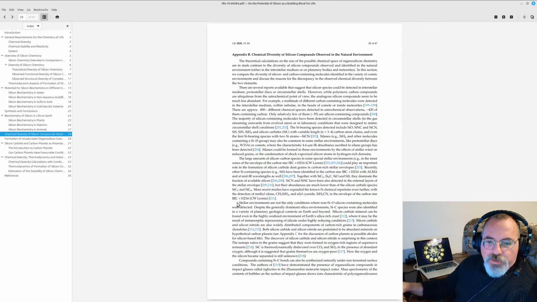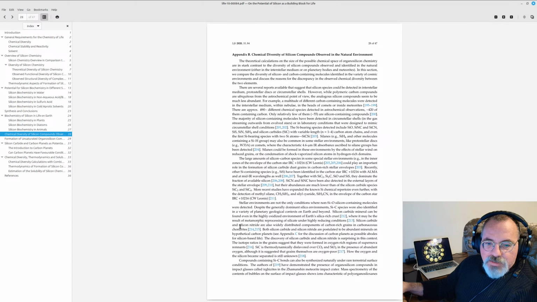Stellar environments are not the only conditions where non-silicon oxygen-containing molecules were detected. Despite the generally dominant silica environments, SiC species, that's silicon-carbon species, were also identified in a variety of planetary geological contexts, on Earth and beyond. Silicon carbide material can be found even in the highly oxidized environment of Earth's silica-rich crust, where it may be the result of metamorphic reprocessing of silicate under highly reducing conditions.